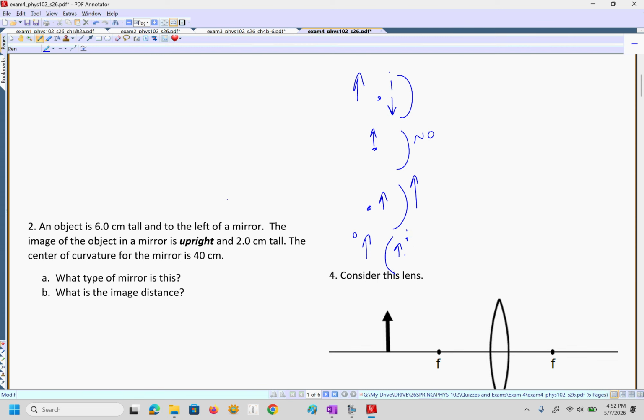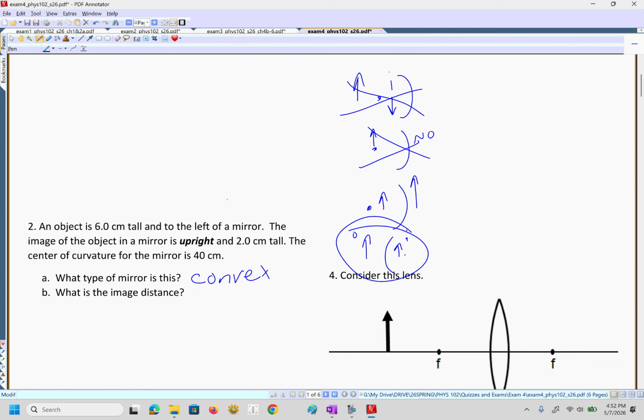So question is, is it upright or inverted? And is it bigger or smaller? And if you know those 2 things, then you should be able to tell what type of mirror it is. In this case, it is upright, so it gets rid of that, and it gets rid of that. It won't be a no image, you'll have an image. So it's upright, and is it bigger or smaller? The object is 6 centimeters tall, and the image is 2 centimeters tall, so it is a convex mirror. So that'll be your first step, is just determining what type of mirror it is.